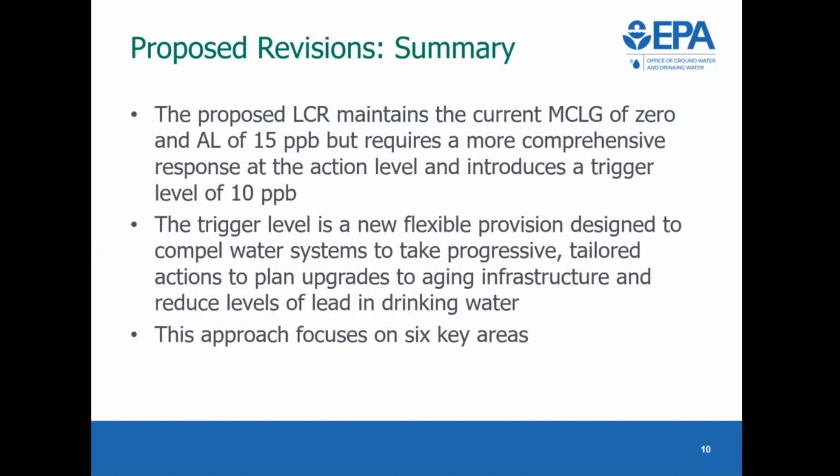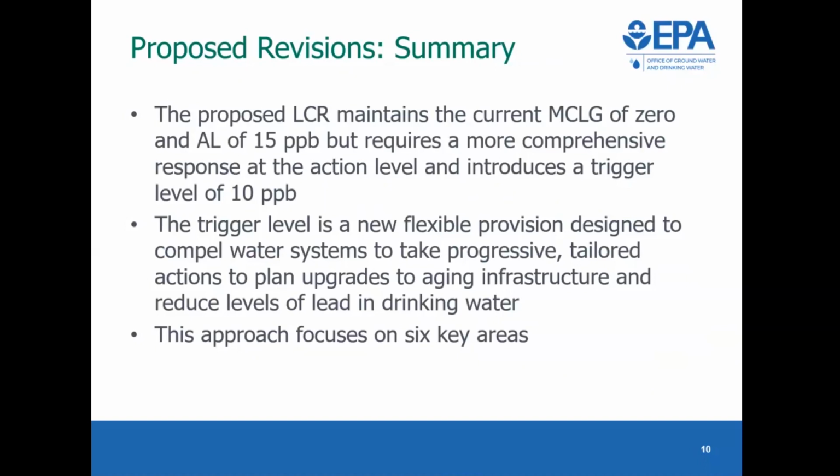In the most broad overview of the proposed revisions, we're maintaining the health-based MCLG, maximum contaminant level goal, of 0 for lead. And we're also maintaining the action level of 15 parts per billion. In addition to this action level, we're adding a new level. We're going to call that the trigger level, and this level is set at 10 parts per billion.